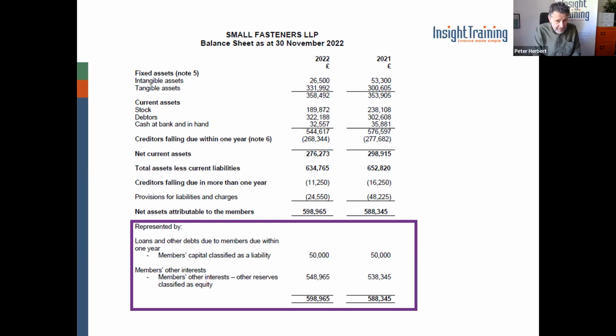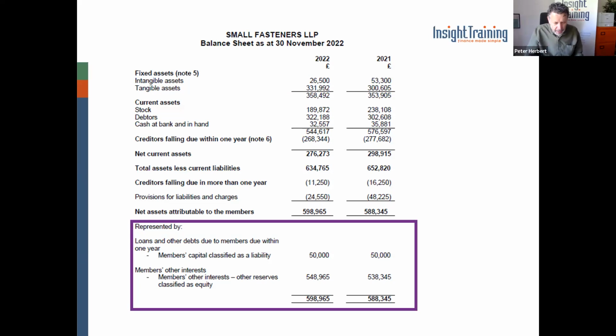And the bottom half of the LLP balance sheet captures all the amounts due back to the members. And we differentiate between amounts to which the members are unequivocally entitled, so loans and other debts due to members, and then members' other interests, which I suppose we would consider to be equity in the bottom half there of the LLP balance sheet. And again, that's a feature of LLPs generally, not a feature specifically of LLPs that are small.